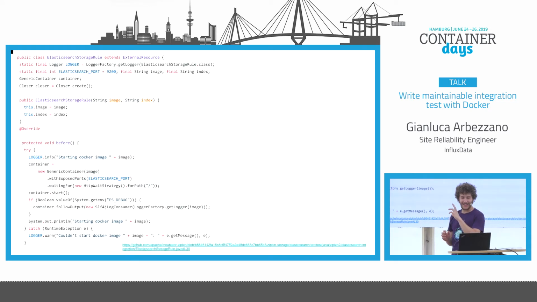This is an example I took from Zipkin and how they test against Elasticsearch. As you can see, they are exposing the port 9200 from Elasticsearch, and they are configuring the container with a generic container image. They expose the port, and they wait for the path, for the index, to be ready. They start the container, and they proceed. From there, you have the client ready to go.